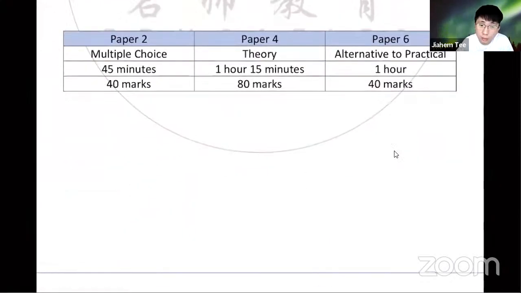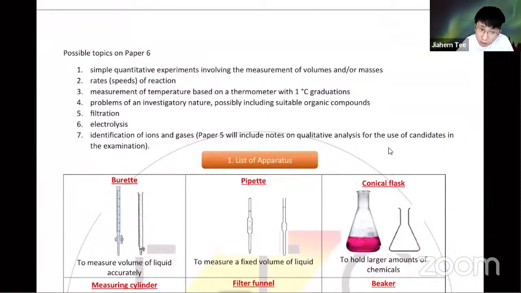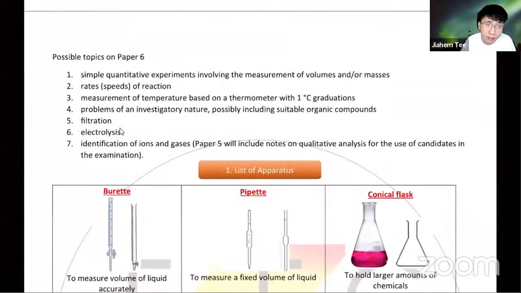Let me do a brief introduction on what we have first. The first part we can see is the possible topics we can have in your paper six. This format is not a secret. We can see the possible topics 1 to 7, and this is officially announced by the IGCSE Cambridge department.